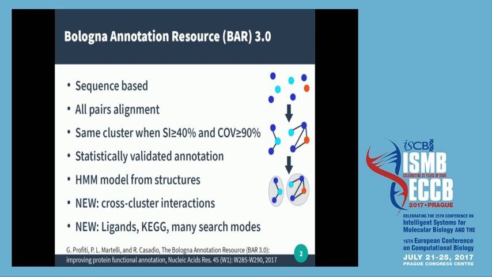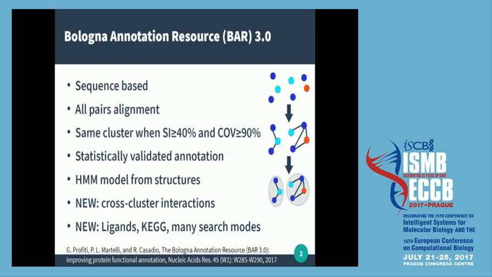And then we perform a statistical validation of the annotation inside the cluster. So the idea is when a new sequence enters a cluster by following these rules, this sequence inherits the statistically validated annotation. We also provide HMM models for the cluster from the structures inside the cluster. This was very good in the first CAFA. In the second CAFA, maybe.